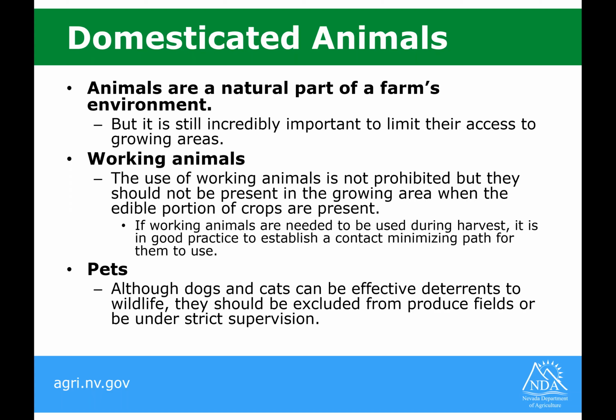And pets, a lot of us have pets, and although dogs and cats can be really great when it comes to scaring out birds and keeping mice out, they should really be excluded from produce fields or be under strict supervision to make sure that they're not using the bathroom in the field.